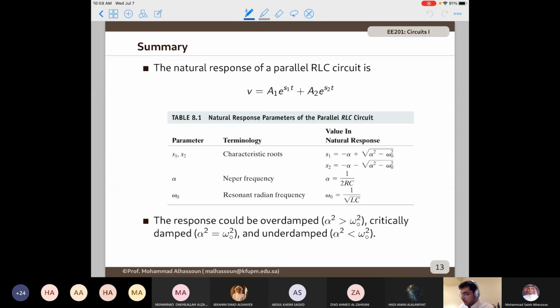So let's summarize. The natural response, which we're considering even though we did not state it because we don't have a source, is given by this formula, and there are four components here. The first one is S1. The second one is S2. Third one A1, A2. S1 and S2 are called the characteristic roots, which depend on alpha and omega naught. Alpha is 1/2RC. Omega naught is 1/square root of LC. And depending on the ratio between alpha and omega naught, we can have either overdamped, critically damped, or underdamped response.